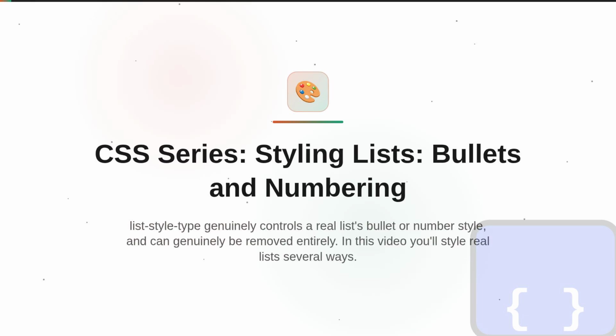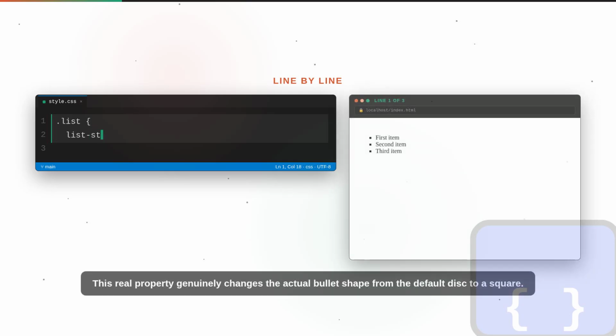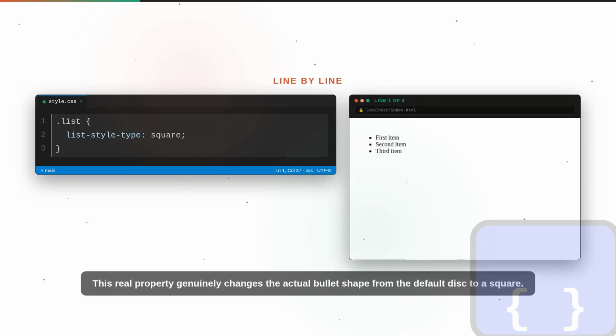List style type controls a list's bullet or number style and can be removed entirely. In this video, you'll style lists several ways. This property changes the bullet shape from the default disk to a square.